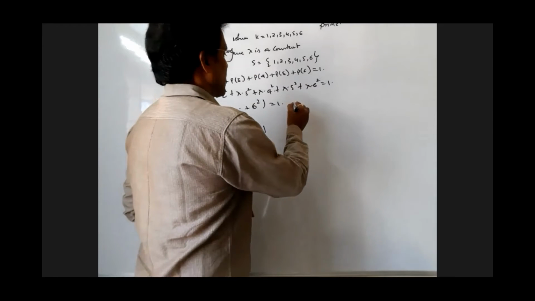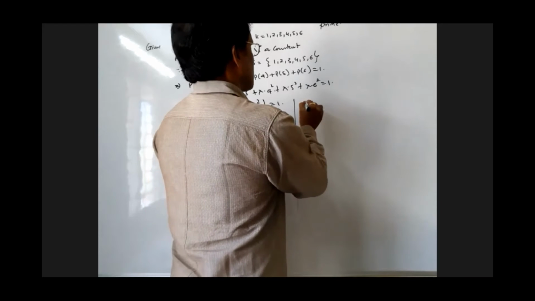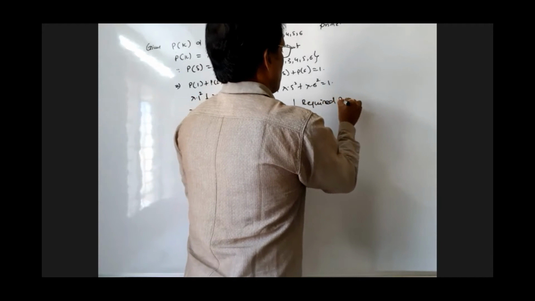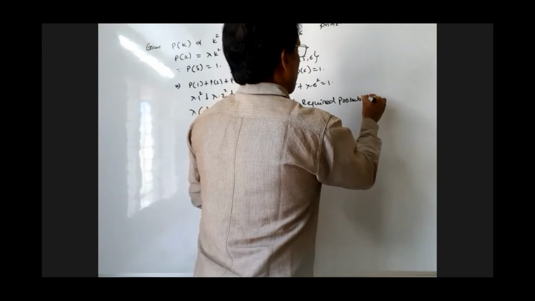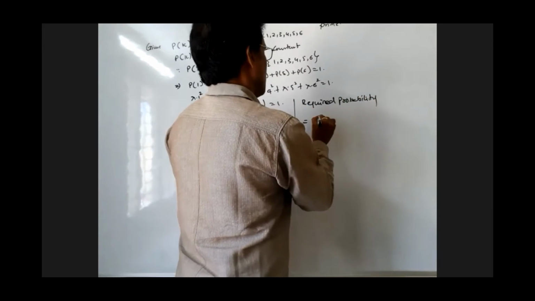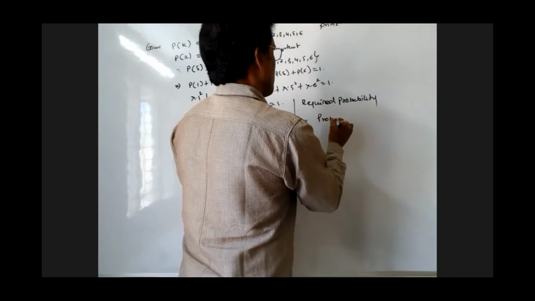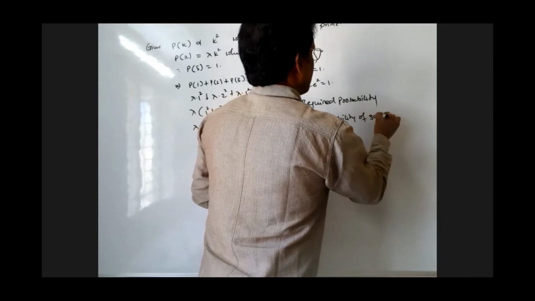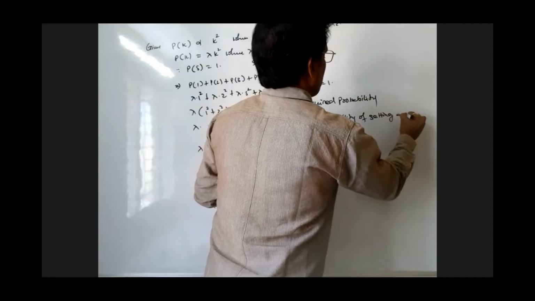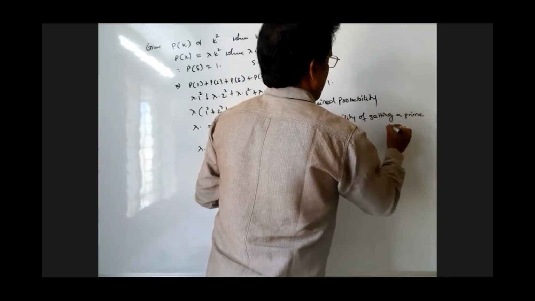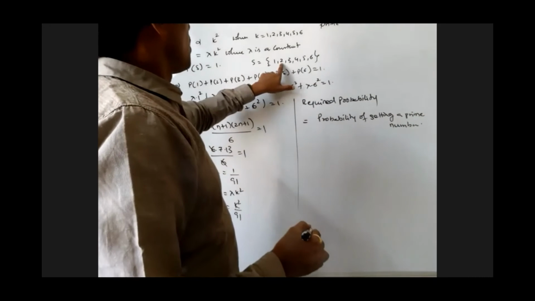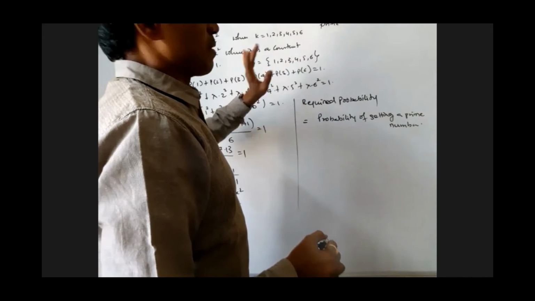Okay. Now, probability of getting a prime number. What is the required probability? The required probability is equal to the probability of getting a prime number. Yes, my dear, what are the prime numbers here? All of you know 2, 3, and 5 are the only prime numbers.